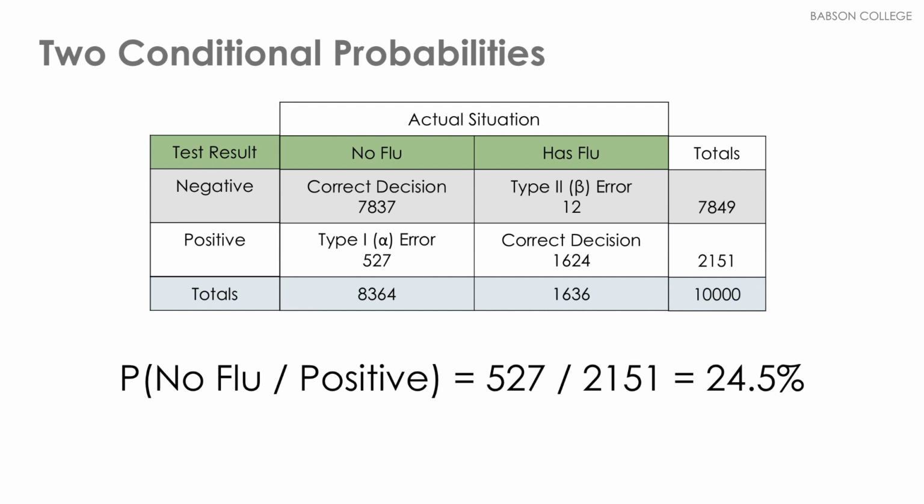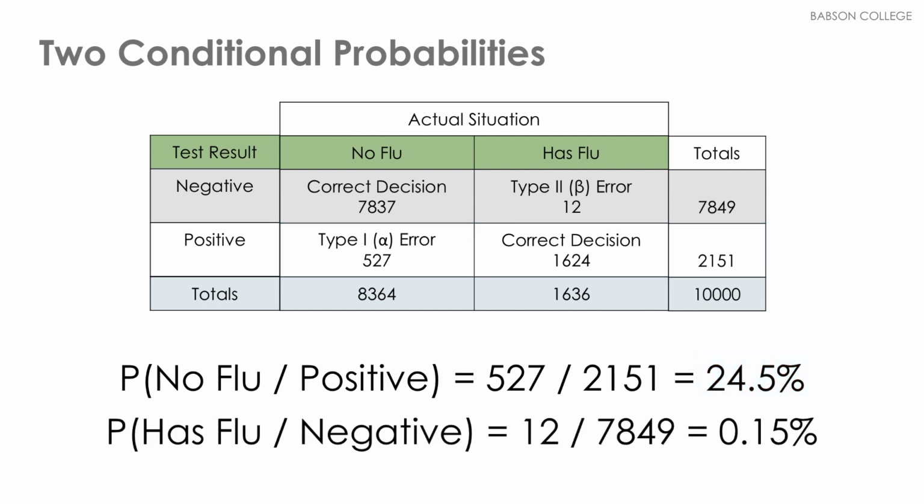Now let's add in some conditional probabilities. We can start with the false positive number, where 527 out of the 2,151, or about 24.5% of the people who took the test, received a positive result but did not have the flu. Compare that to the number of false negatives, where only 12 out of 7,849, or about 0.15% of the people who tested negative but actually did have the flu.